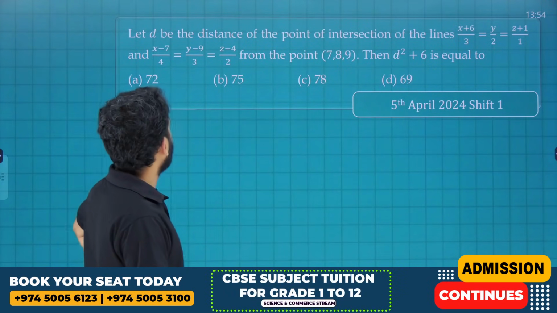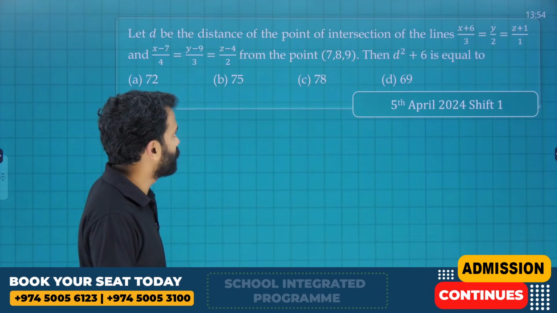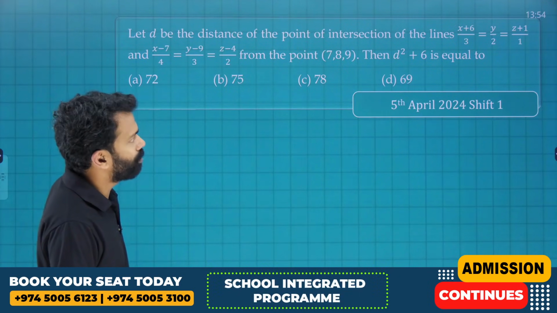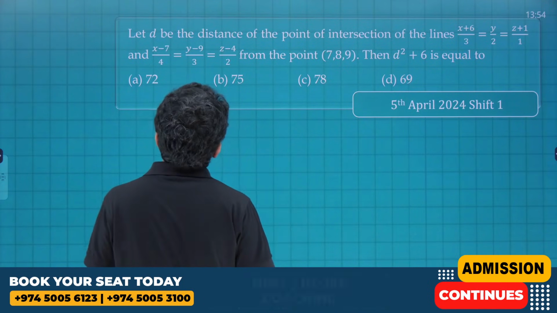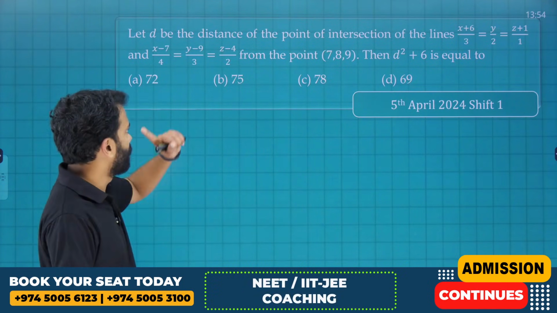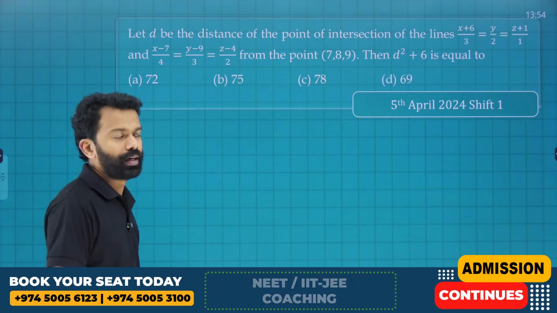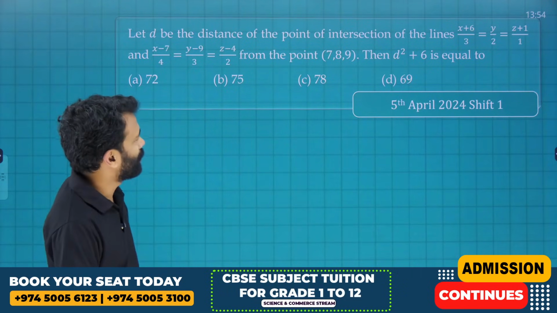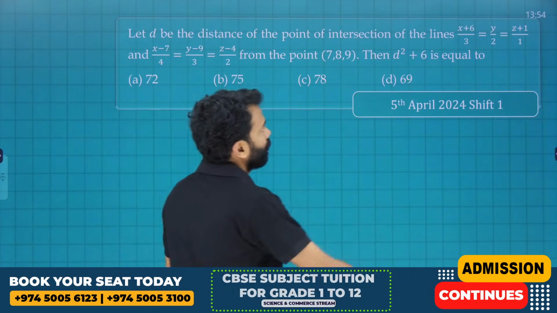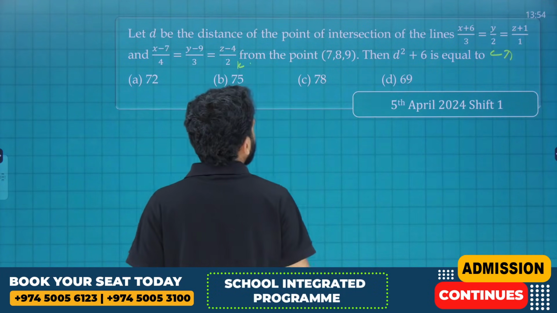2024. Let d be the distance of the point of intersection of the lines (x plus 6) by 3 is equal to y by 2 is equal to (z plus 1) by 1, and another line (x minus 1) by 4, (y minus 9) by 3, (z minus 4) by 2, from the point 7, 8, 9. And then you need to find d square plus 6. Easy question. I am writing this as lambda and this as k. Very, very easy one.